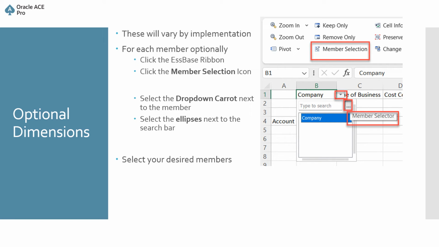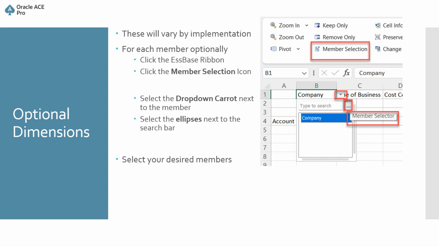Okay, so as we said, these will vary by implementation. For each member, you want to click on the S-Base ribbon. You can click on the drop-down, or you can click on member selection, whichever one you prefer. As with Microsoft, as with Oracle, there's a lot of different ways that you can fill values in within SmartView. It really is a personal preference which one you like.